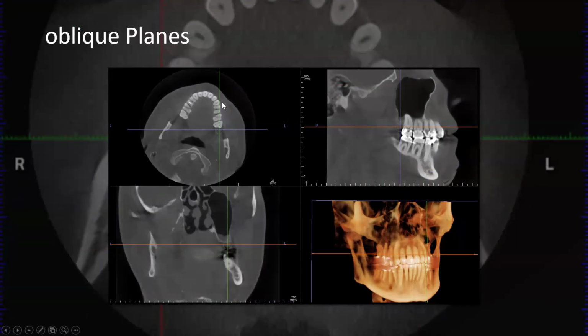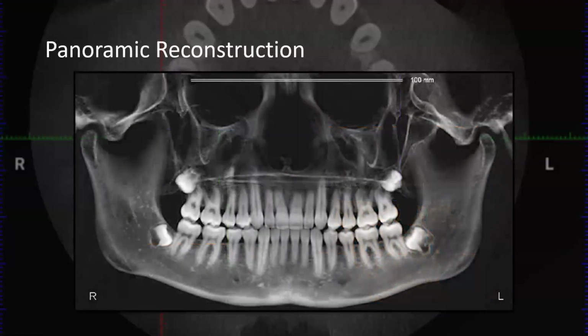When I'm viewing teeth, I don't typically align some oblique plane to the right side. Typically when I'm viewing teeth, I'm looking in more of a curve, like a panoramic curve plane, so I can see all the teeth at once. Panoramic reconstruction. What do you notice about this panoramic?